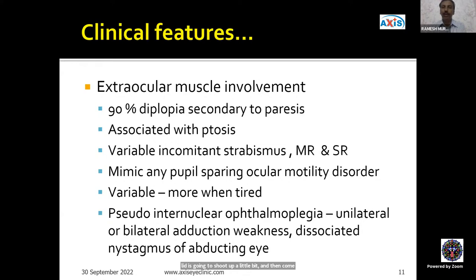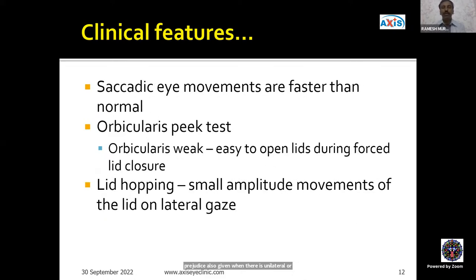Now, extraocular muscle involvement. 90% of the diplopia is going to occur due to the paresis, and usually extraocular muscle involvement is going to be associated with ptosis and does not occur in isolation. There is a variable incomitant strabismus. It is usually the medial rectus and the superior rectus actions which are more involved. It can mimic any pupil-sparing ocular motility disorder. Sometimes the term pseudo-internuclear ophthalmoplegia is also given when there is unilateral or bilateral adduction weakness with occasional dissociative nystagmus of the abducting eye. Sometimes saccadic movements seem to be faster than normal in these cases.